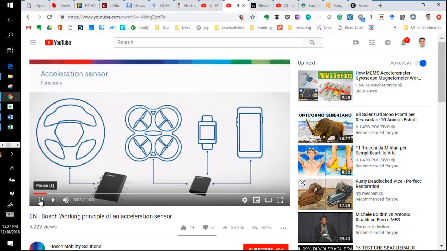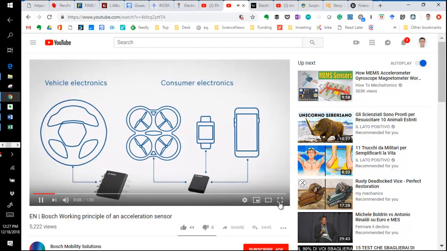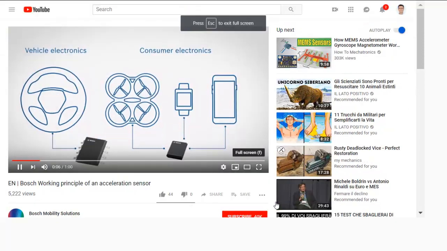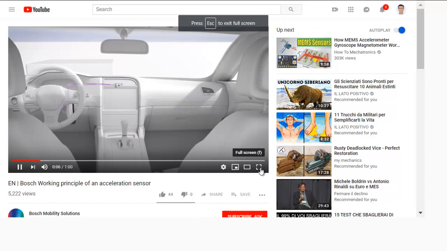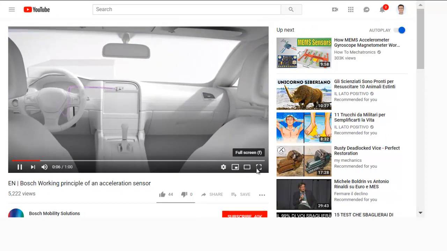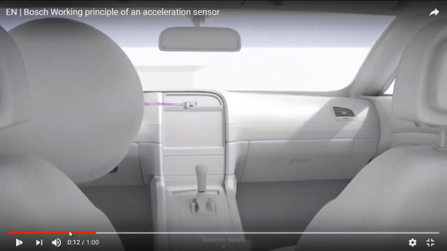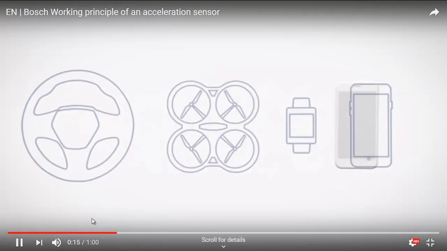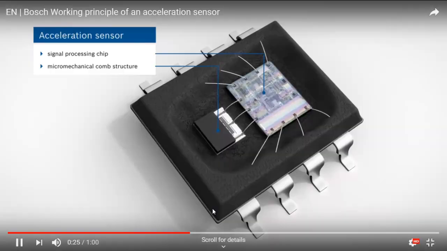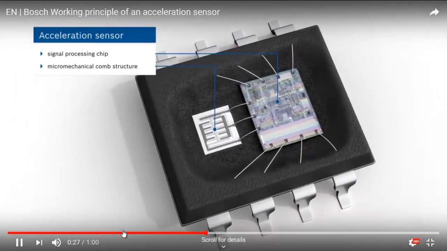Vehicles and modern consumer electronics are unthinkable without acceleration sensors. The sensors detect vehicle impact as well as the smallest movements of a smartphone or wearables. The acceleration sensor consists of a signal processing chip and a micromechanical comb-like structure.